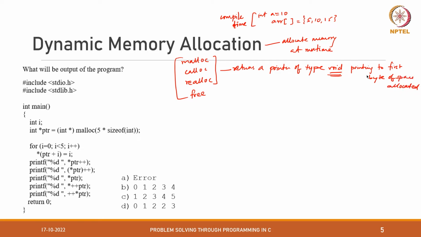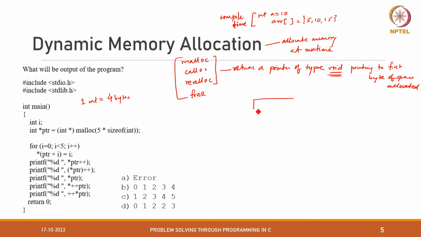Say here I have written int star ptr is equal to, I'll talk about this later, malloc 5 into size of int. Say size of int is 4 bytes. I'll just assume that one int is 4 bytes in this particular system, a 32-bit system. So 5 into 4 is 20, so malloc of 20 bytes. I'm basically saying allocate me 20 bytes of space in the RAM during runtime.